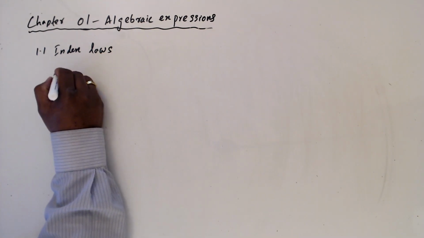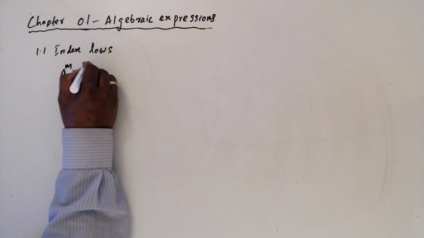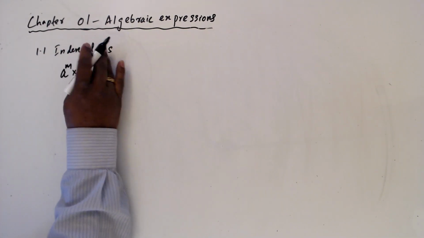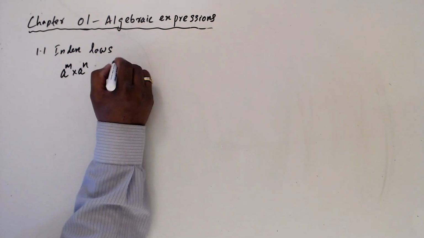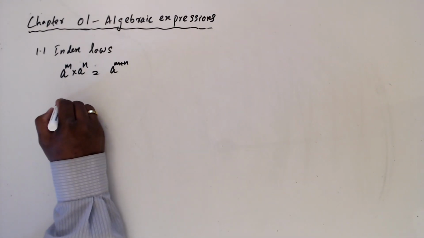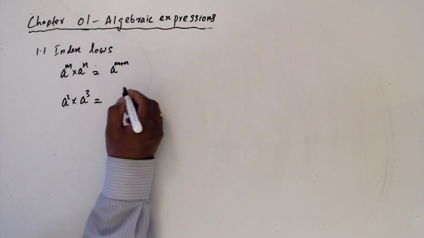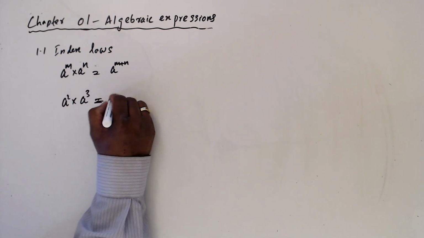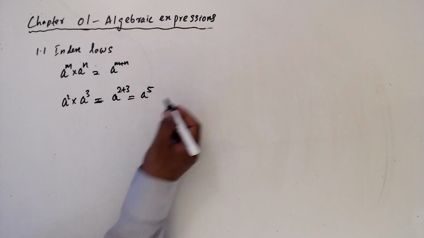First one, we are going to discuss a to the power m times a to the power n. The base is the same, so we can simply add the powers, the indices, m plus n. For example, a to the power 2 times a to the power 3. We want to check the base is the same. Yes, if the base is the same, we can simply write 2 plus 3, that is a to the power 5.